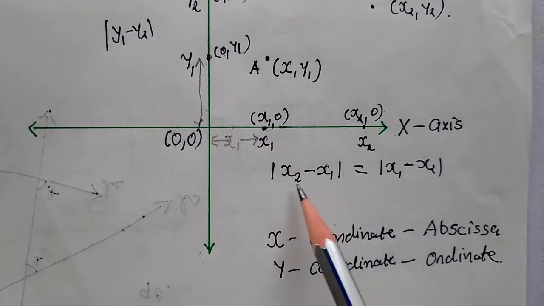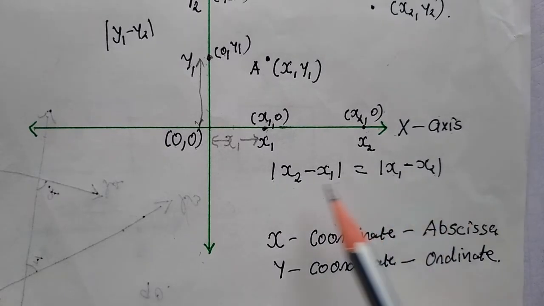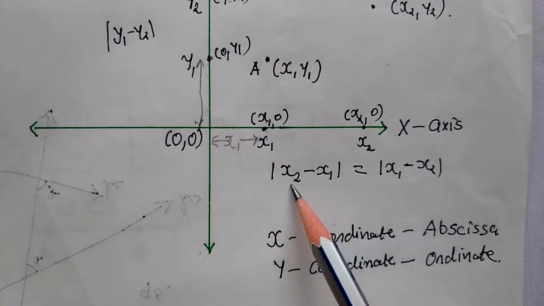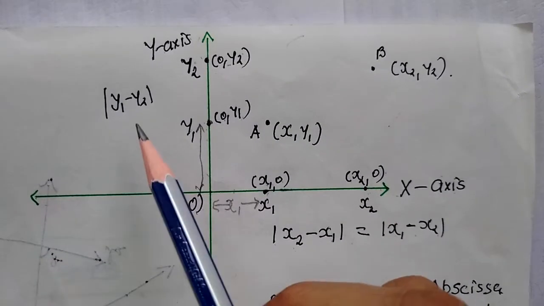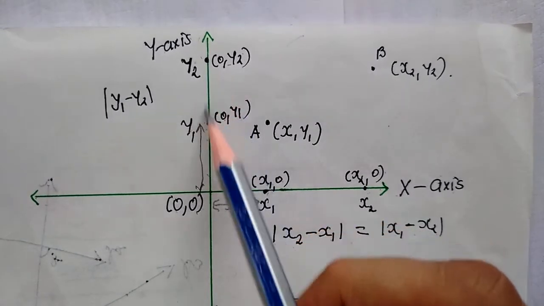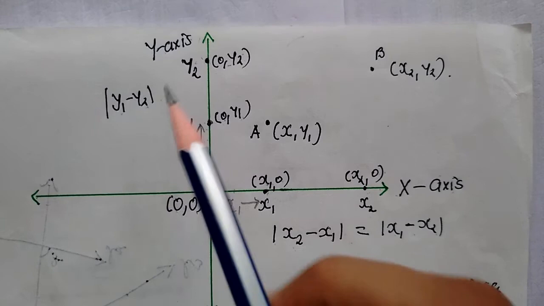Now children, the distance between these 2 points, this point and this point, is x2 minus x1 or x1 minus x2 in modulus signs. So this is always positive. Similarly here also, the distance between these 2 points is y1 minus y2 in modulus sign.